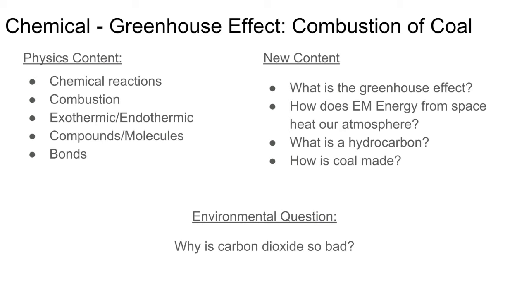Next, chemical, greenhouse effect, combustion of coal. The physics content that you already know about is chemical reactions, combustion, exothermic, endothermic, compounds, molecules, and bonds. Your new content, things that you're going to have to research: what is the greenhouse effect? How does electromagnetic energy from space heat our atmosphere? What is a hydrocarbon, and how is coal made? And then your environmental question: why is carbon dioxide so bad? I mean, we talk about it a lot. Why is it so bad?